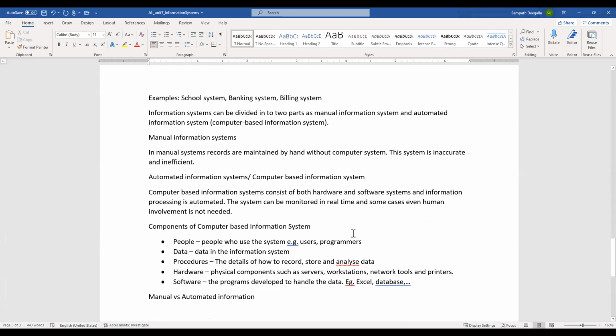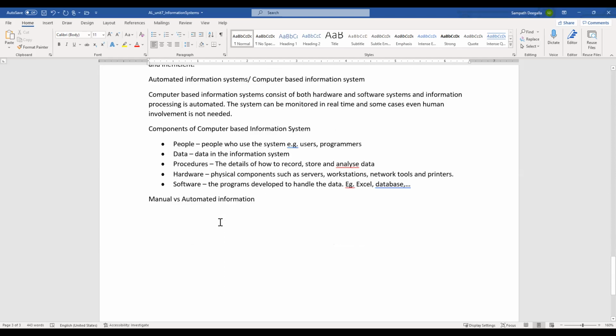You can separate these into two: manual and automated. Manual means the traditional one used by hand, with books and the very traditional way of keeping information. Whereas nowadays things have changed and we can use computers to maintain data. Usually you can find several components in a computer-based system, such as people, data, procedures, hardware, and software. And this is what I think we have done last time.